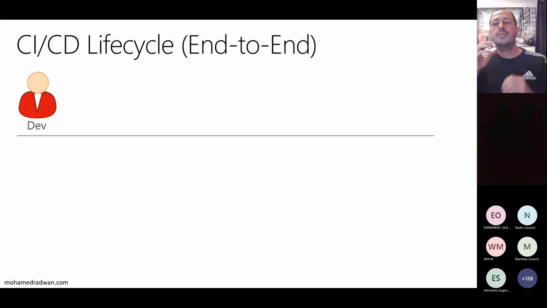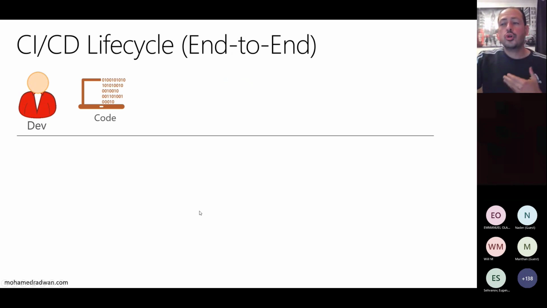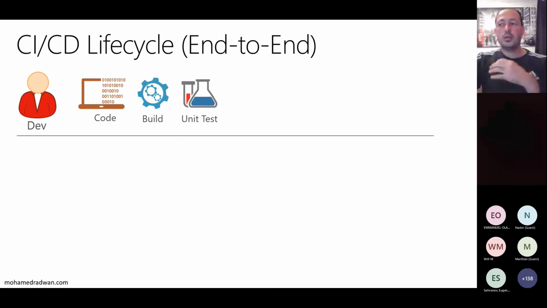Usually it starts with development. Of course, there is prior planning, but I will keep it out of scope for simplicity. So we start by developing, and the developer writes code. It could be application code, or part of it could be infrastructure as code. Once they write the code, they start building it, which runs continuous integration. This could include running the unit tests and validating the code to make sure that everything is working correctly.